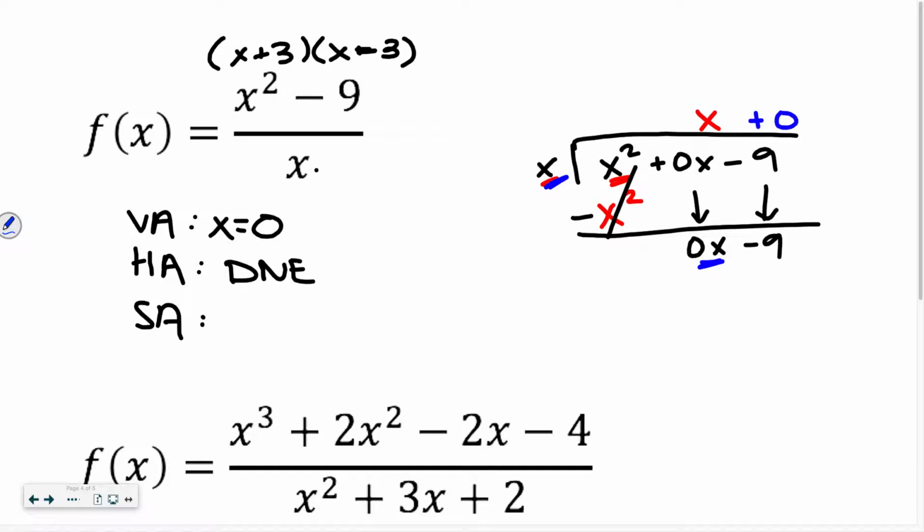0. Okay. Everything else after this is part of the remainder because I've hit the end of division, right? I know that. This is my quotient. Everything else goes back on as a remainder, and I don't care about the remainder. So my slant asymptote is y equals x plus 0, which I would just write as y equals x.